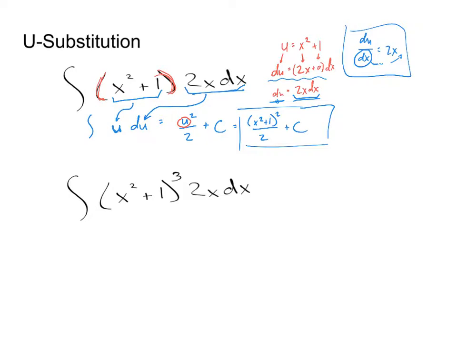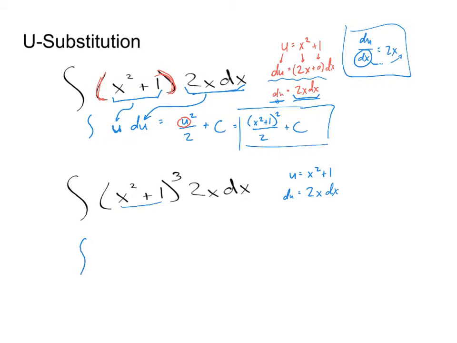With the other example at the bottom, we'll do that one the same way. We'll look inside the parentheses first. If I set u equal to x squared plus 1, and I'm not even worried about the 3 there right now, the cubed, just what's inside the parentheses, then du, just like the last problem, is 2x dx, same as the last problem.